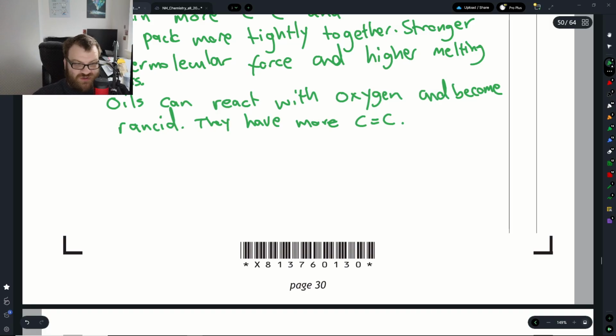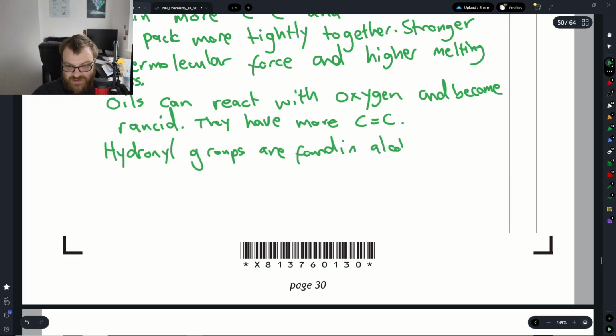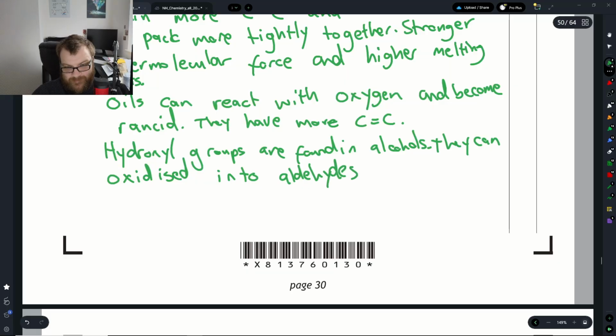Next, we talked about hydroxyl groups. Hydroxyl groups found in alcohols can be oxidized, and that again links to oxygen, into aldehydes and carboxylic acids.